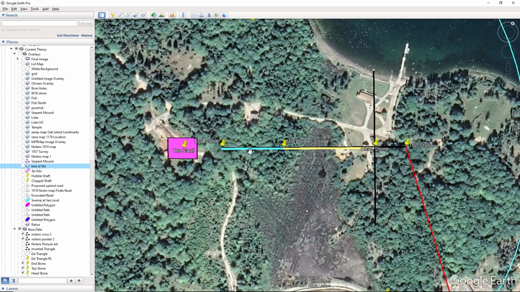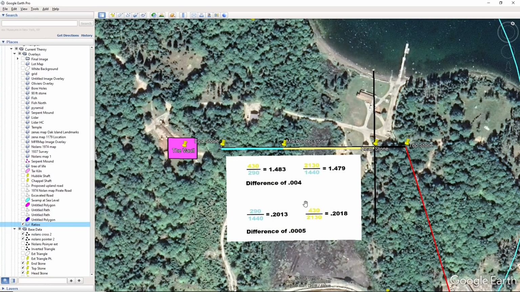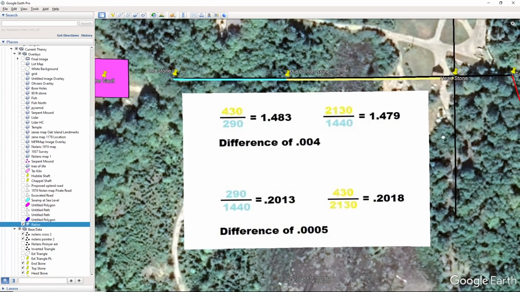One of them is a distance of 1440, and the other is a distance of 2130. And these distances are in proportion, in a ratio to these distances on Nolan's Cross. And I did a little workup on this, and I'll show you guys. It's right here. And if we look at Nolan's Cross, the yellow is the 430, and the blue is 290. If you correspond those, the larger one, to the scale that we found, which is 2130, and divide it by the other scale, which corresponds to the 290, it's 1440.